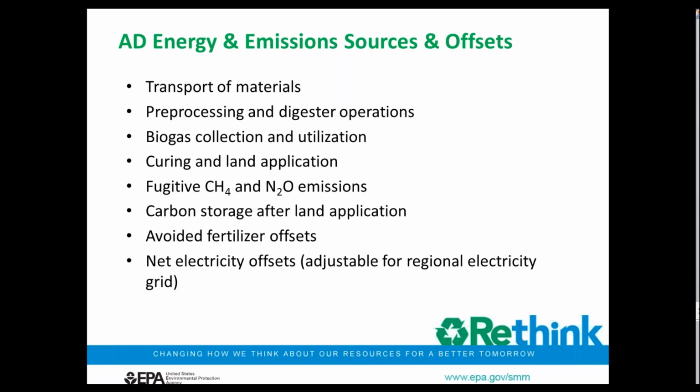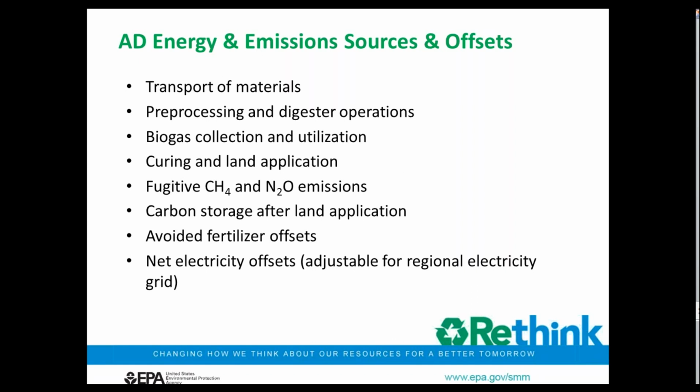Curing and land application, again, some fuels are needed during that process, for example, turning the windrows and running the equipment. We also assume that there are fugitive methane and N2O emissions that occur during the curing and land application process. And then as an offset, carbon is stored in the soil after land application. And we assume also that there are some avoided fertilizer offsets. Again, it's not a one-to-one offset where for every ton of digestate you apply, you avoid a ton of synthetic fertilizer, but based on the nutrients in the digestate, we assume that some synthetic fertilizer can be offset.